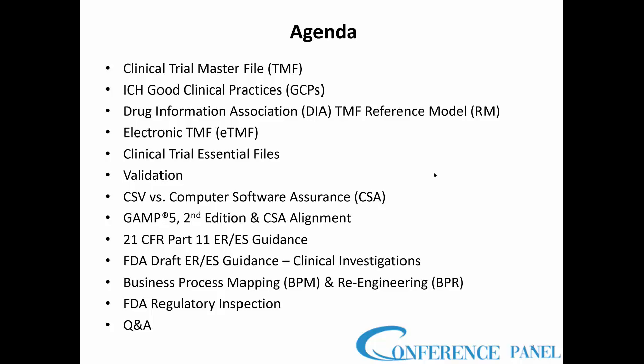GCPs, Drug Information Association, DIA, the TMF reference model, the electronic TMF, trial master file, clinical trial essential files, validation, and different approaches to validation, CSV and computer software assurance, GAMP 5 2nd edition in alignment with CSA, computer software assurance, 21 CFR Part 11, electronic record and signature guidance from FDA, and FDA's draft ERAS guidance for clinical investigations. And then we'll cover business process mapping and re-engineering, FDA regulatory inspection, and we'll have question and answer at the end. So what is the trial master file?